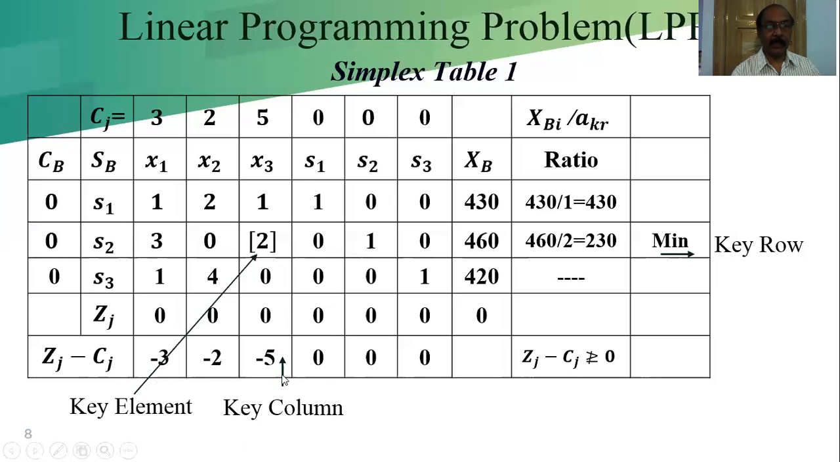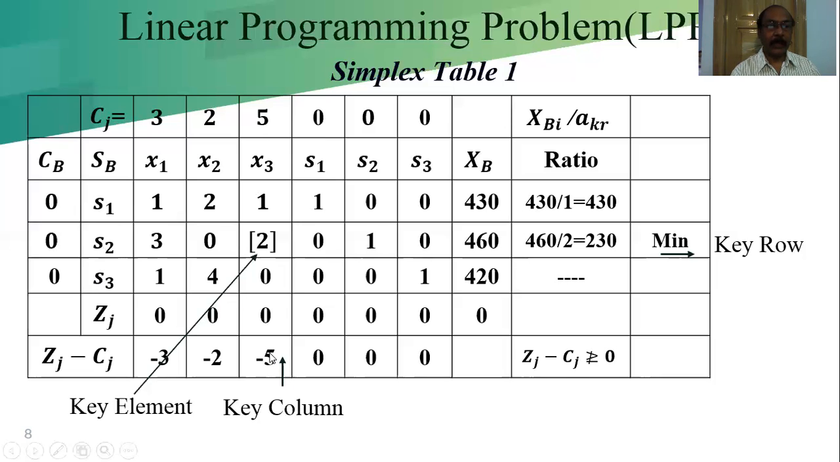The Zj minus Cj of -5 corresponds to column 3, that means the variable x3. That means x3 is the non-basic variable which enters the basis. Now we have to find out which basic variable departs from the basis. As soon as x3 enters the basis, one basic variable will depart. That we have to find out.